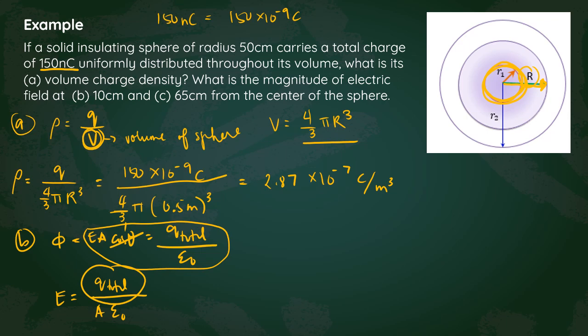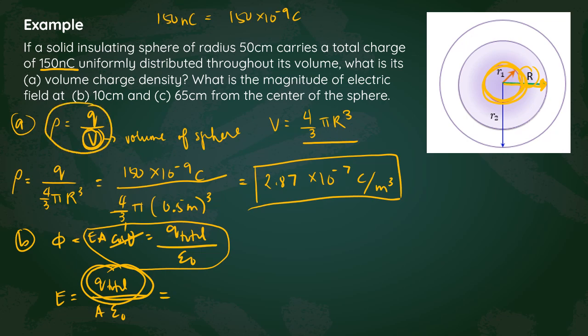Because what does the volume charge density mean? This answer here means that for every cubic meter, there will be 2.87 times 10 raised to negative 7 coulombs. So we can use our value for volume charge density. We can proceed with our solution if we just change this expression into our expression with volume charge density. If you look at our formula, volume charge density is equal to charge divided by volume.